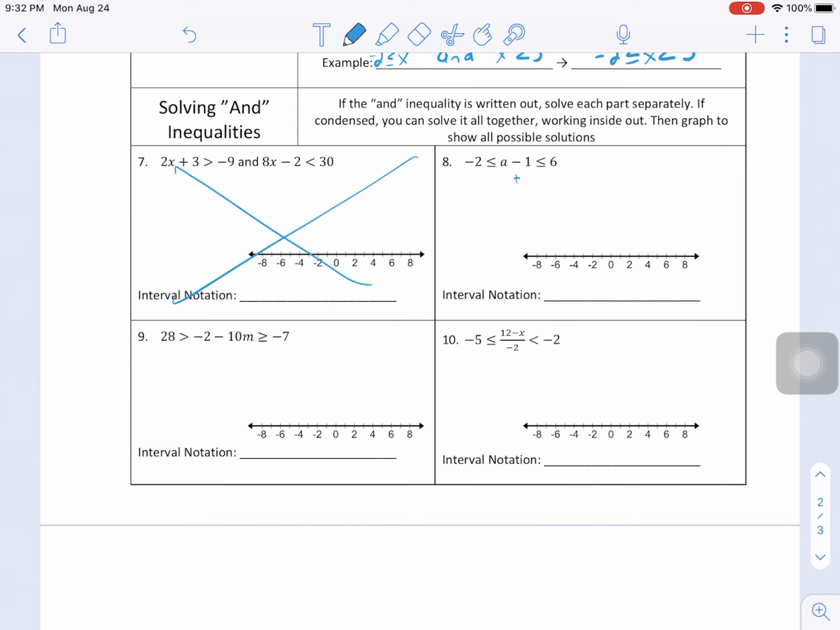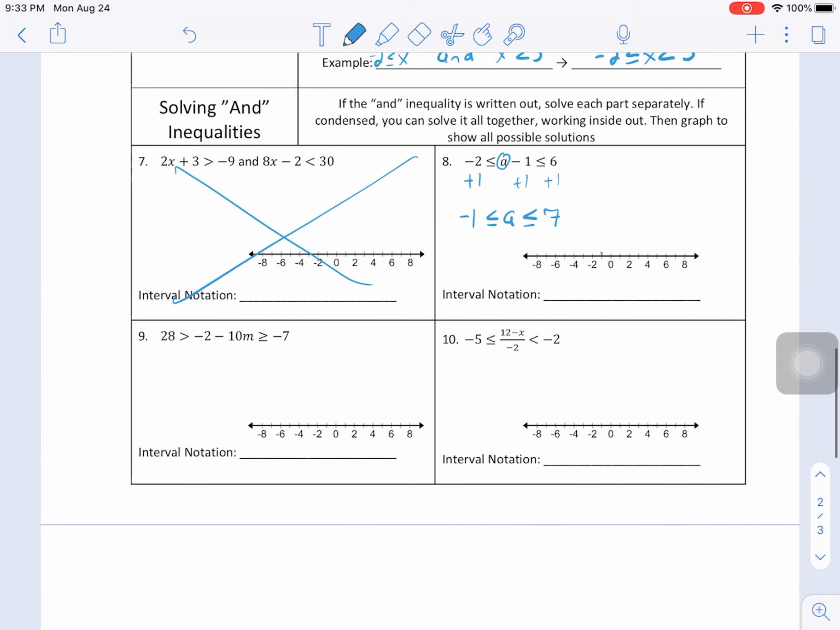So for number 8, we start in this middle section here because we need to get that variable by itself. So to get a by itself, we're just going to add 1 to every single side of this. Now there's 3 sides, one side here, one side here, and one side here. So we have to make sure we add 1 to each side. That's going to give us -1 is less than or equal to a, which is then less than or equal to 7. So how do we put that on a number line?